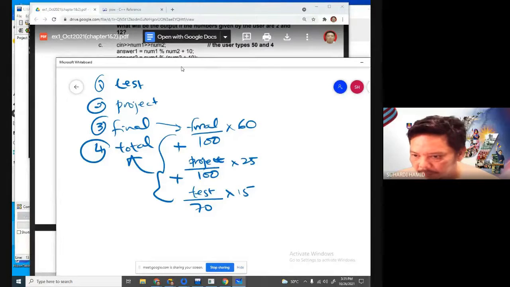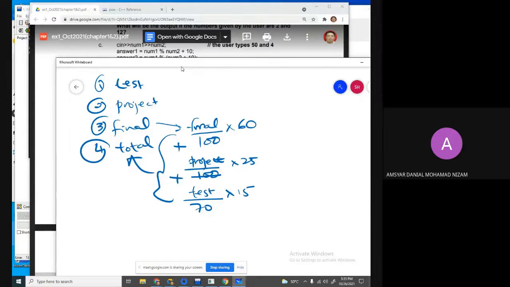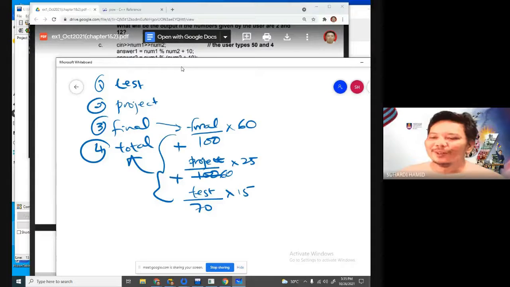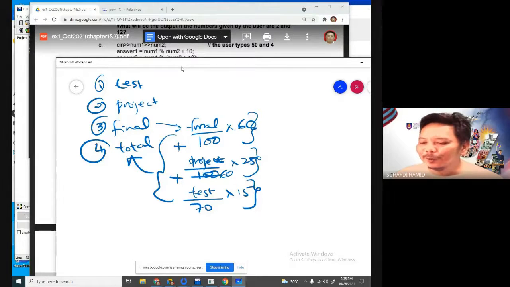Yeah. Right. Only that here, instead of 100, it should be 60. There you go, 60. So how do you convert that into expression?